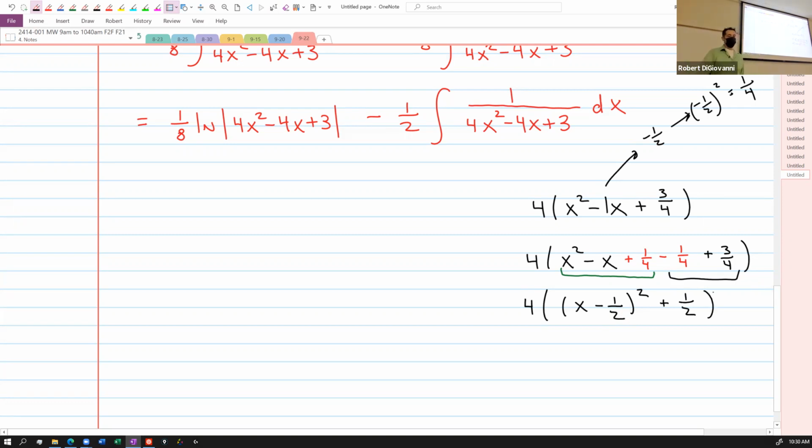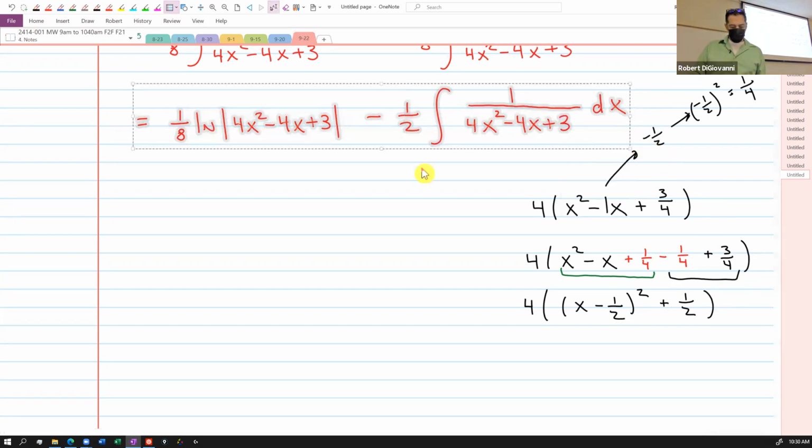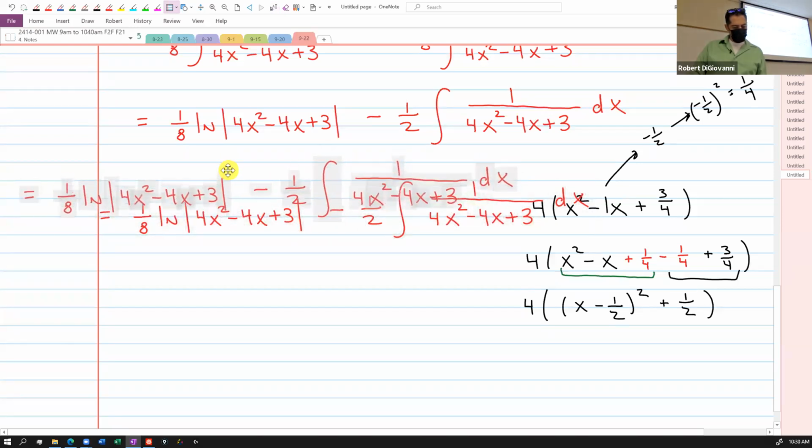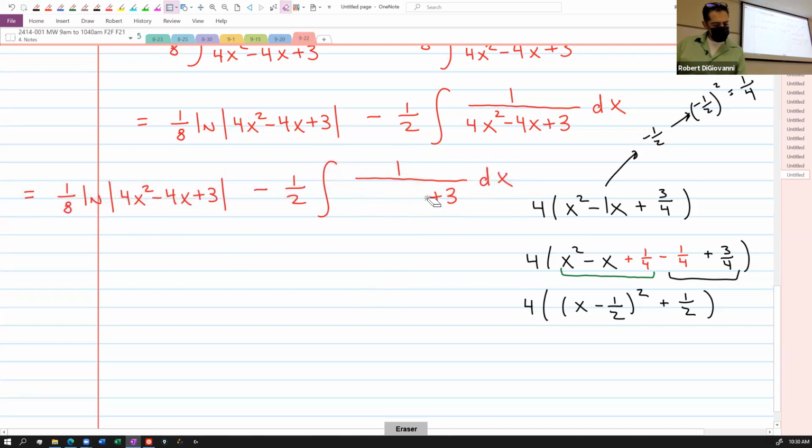Yeah, I like it. Okay. So this integral, I'm gonna save myself some space here. This integral right here. Well, you know, I can cheat. So I'm just gonna copy and paste. Paste that sucker right here. So this new denominator is what we just got there. It's 4 parenthesis x minus a half quantity squared plus a half. And then that 4, what do you want to do with that 4? Bring it out as an 8 down here on the bottom.